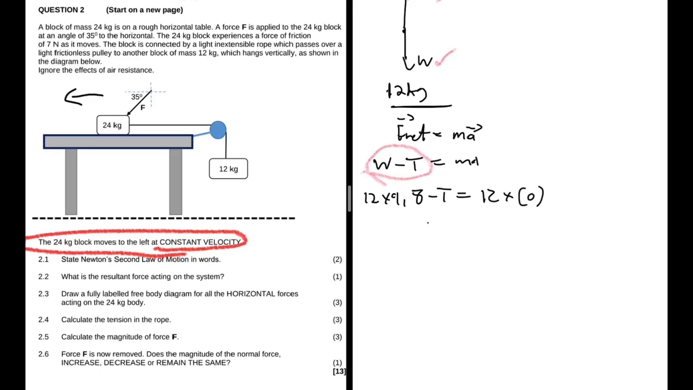So we're going to have minus tension being equal to minus, let me just put that in my calculator real quick. Don't want to embarrass myself, right? So we have 12 multiplied by 9.8, that is 117.6. So our tension is basically 117.6 newtons.